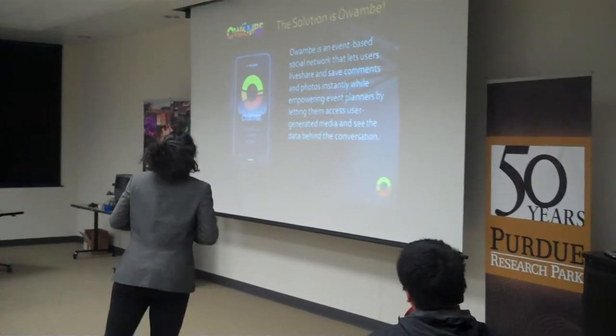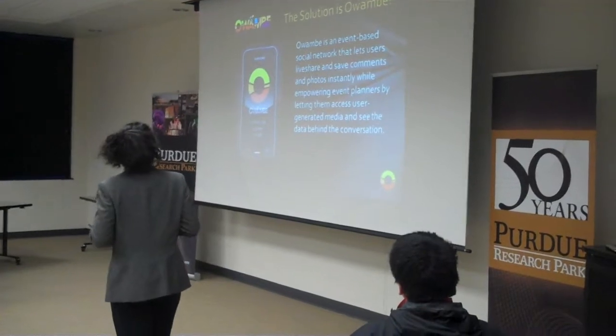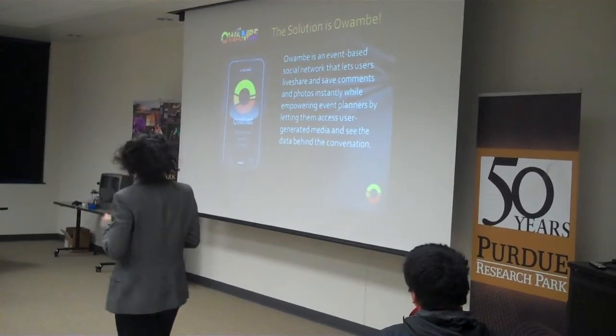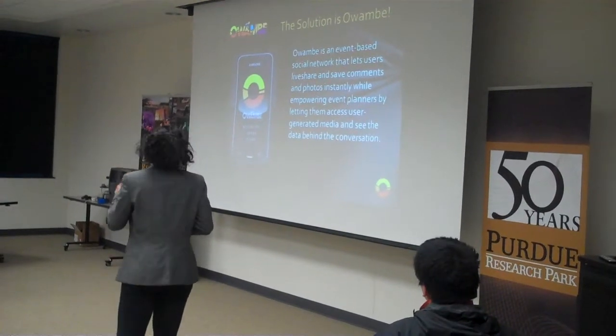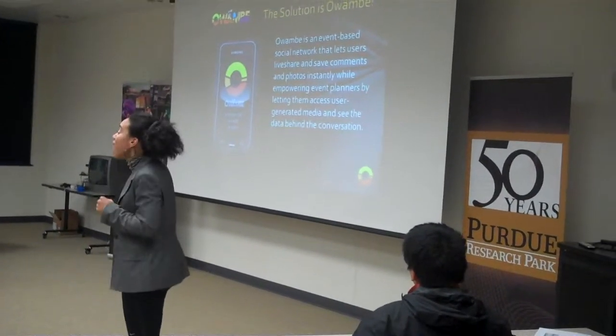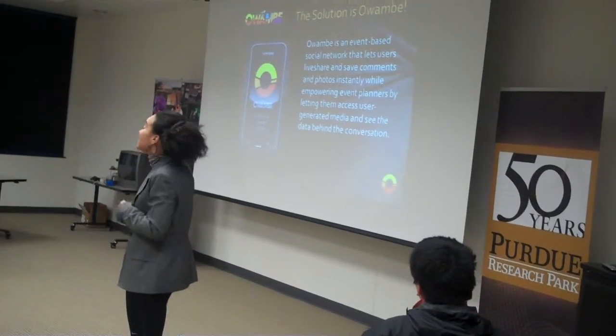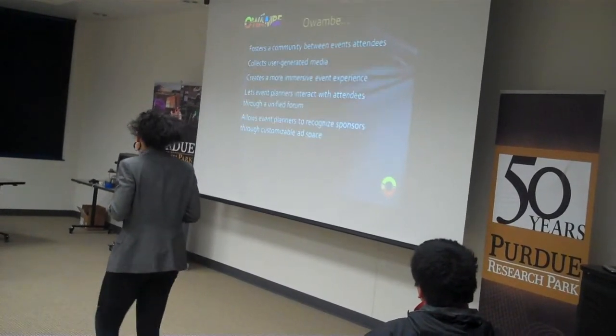A Owambe app is an events-based social network that lets users live share and save comments and photos instantly while empowering event planners by letting them access user-generated media and see the data behind the conversation.